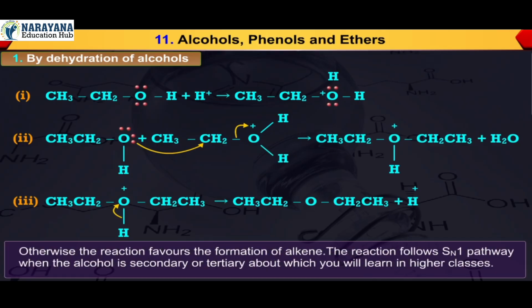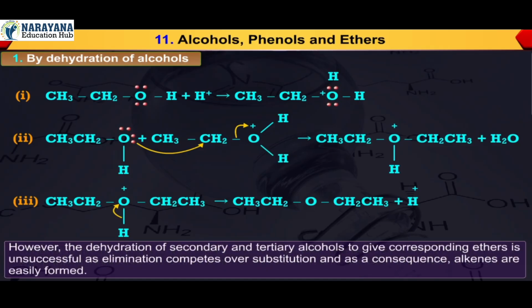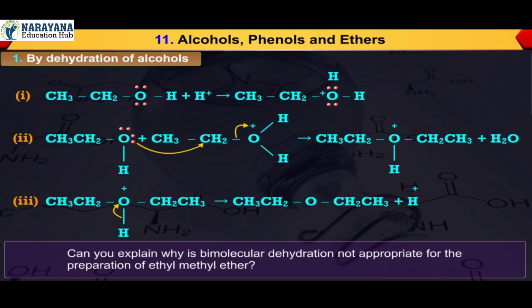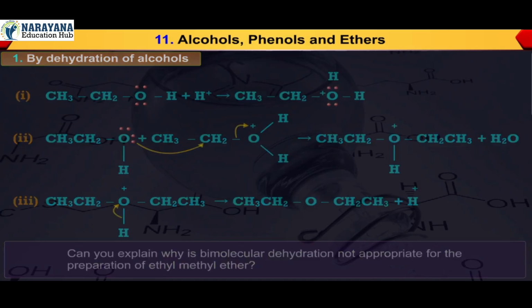The reaction follows SN1 pathway when the alcohol is secondary or tertiary, about which you will learn in higher classes. However, the dehydration of secondary and tertiary alcohols to give corresponding ethers is unsuccessful as elimination competes over substitution, and as a consequence, alkenes are easily formed. Can you explain why bimolecular dehydration is not appropriate for the preparation of ethyl methyl ether?